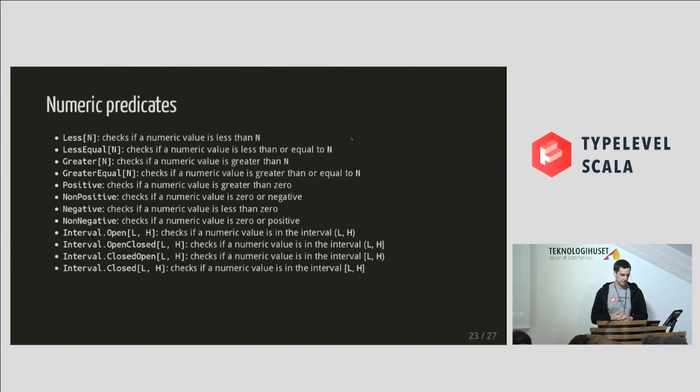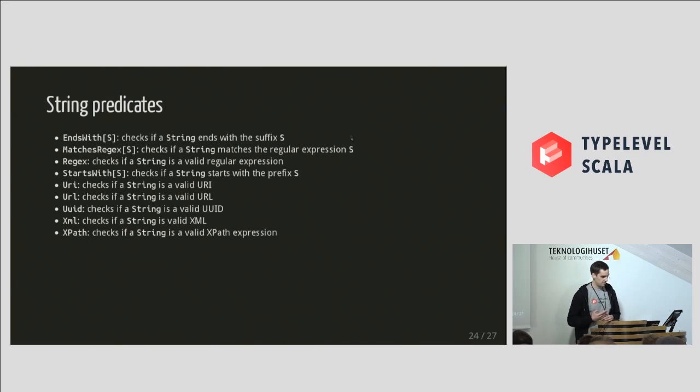And the interesting bit here is that only two of them are actually not defined as type aliases. Most of them are just type aliases for other predicates. For example, interval closed is just an alias for not less and not greater. Then there are string predicates like ends with or starts with, where we can give a type-level string, and these check if our strings actually start or end with these strings. There's a matches regex predicate, which can check if our strings match a given regular expression. There's regex, which checks if our string is actually a regular expression. Yeah, and so on.